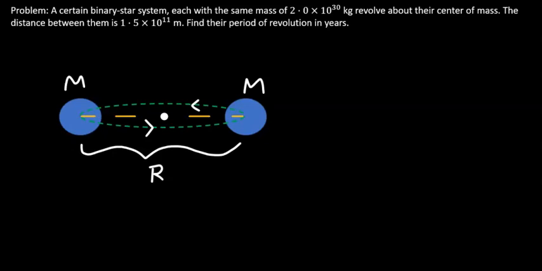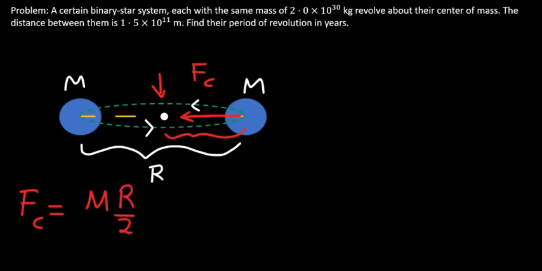Since both are revolving about the center of mass, we know that, for example, if you take the right-hand side star, it would have a centripetal force towards the center, or towards the center of mass of the system. The centripetal force is given by the mass of the star times the distance from the center, in this case r over 2, times the square of its angular speed. And we know this is provided by the attractive force between the two stars.